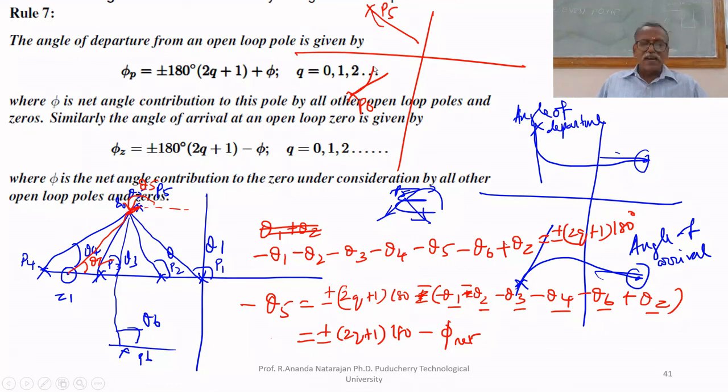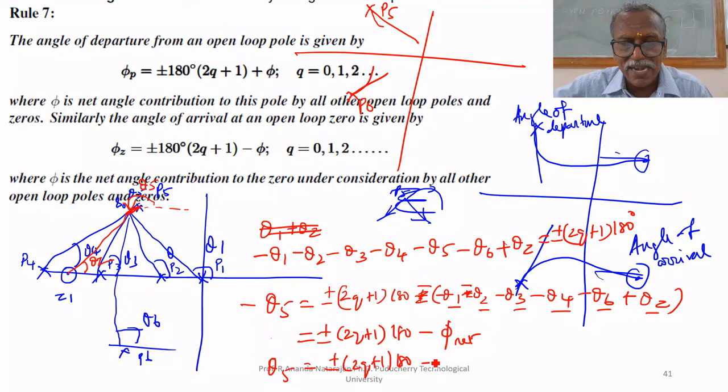We can find that angle: theta 5 equal to plus or minus (2q plus 1) multiplied by 180 plus phi net. So how to find theta 6? Instead of plus, you would put minus. That's all. Or after finding that, negate it and you will get the angle, because it is symmetrical about the real axis. That is the angle of departure.